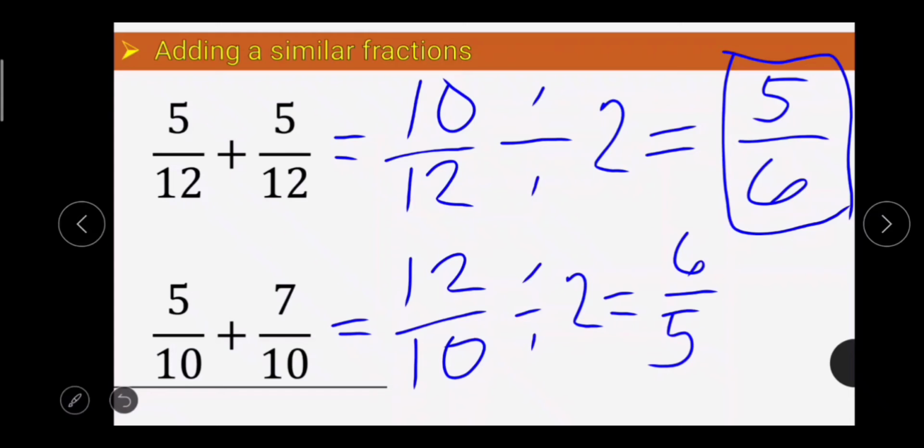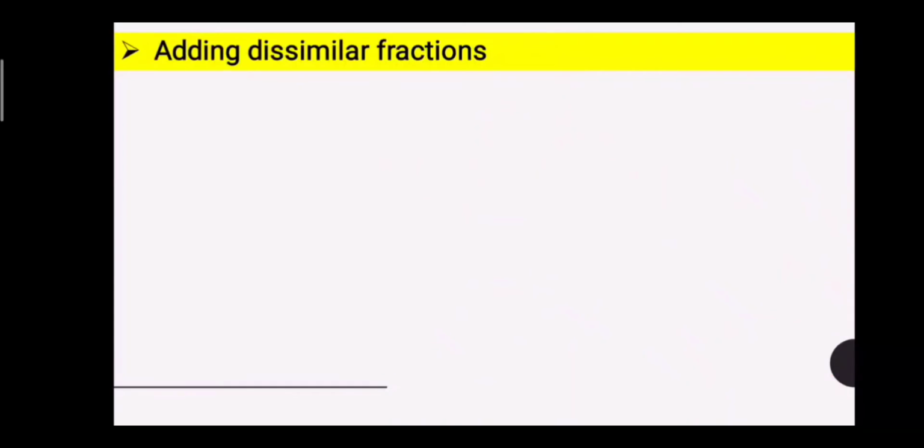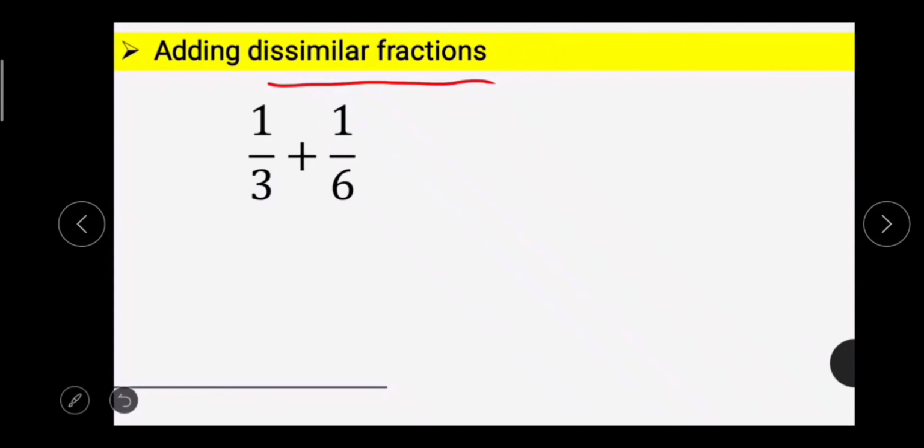Is 6 over 5 our final answer? But it can be transformed into a mixed number, 1 and 1 over 5. Either of the two is correct. That's it. Next, let us add dissimilar fractions. Dissimilar fractions are the fractions that have different denominators. Like for example, 1/3 and 1/6.